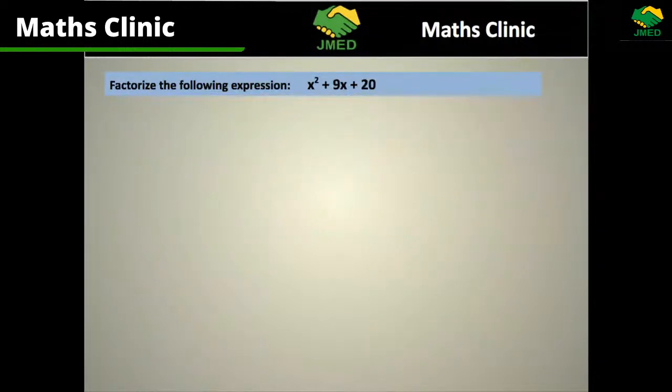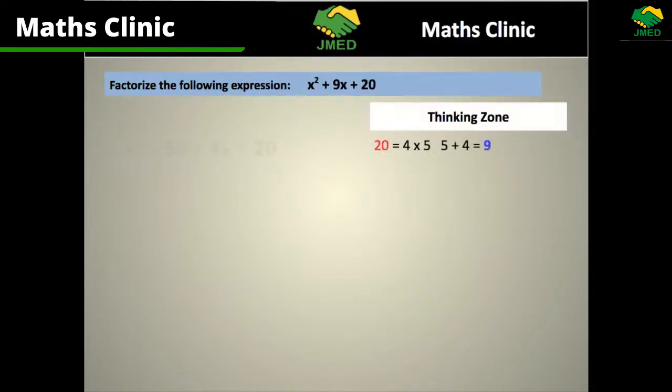Let's continue. Here we have x squared plus 9x plus 20. So for 20, we need to find two numbers that multiply to give us 20, yeah? And so effectively, we need to look at the 20 and say which numbers multiply to give you 20, but when you add them, you get 9. So we're going to have a look. We find that 20 is 4 times 5, and 5 plus 4 is 9. So that is a pair of numbers that work. So we rewrite the expression as x squared plus 5x plus 4x plus 20.